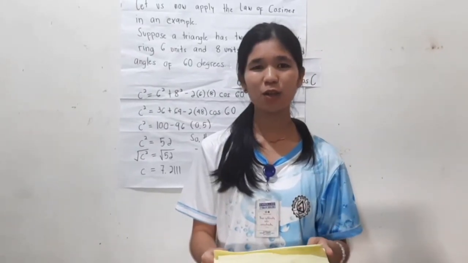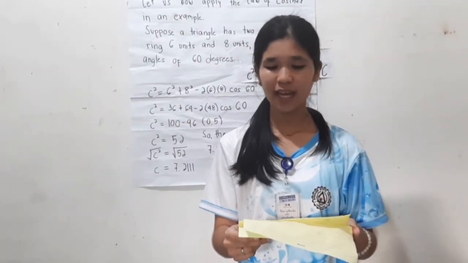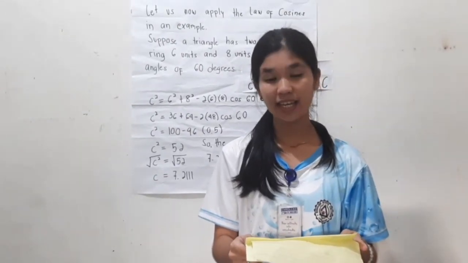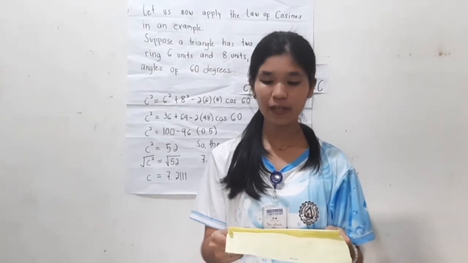We also have a special case. If an angle is equal to 90 degrees, then cosine 90 degrees is equal to 0. When this is substituted into the formula, the law of cosines becomes the Pythagorean theorem. This shows that the law of cosines is a general form of the Pythagorean theorem.